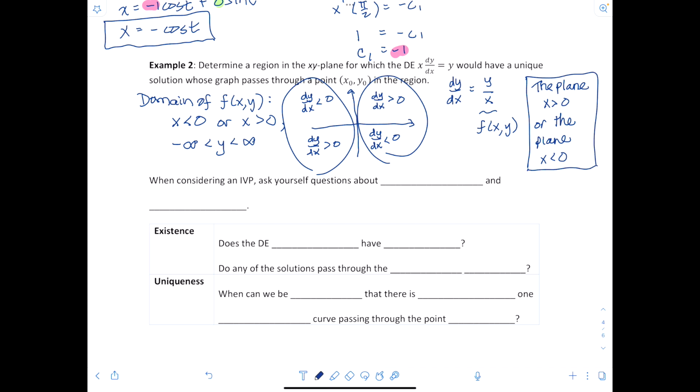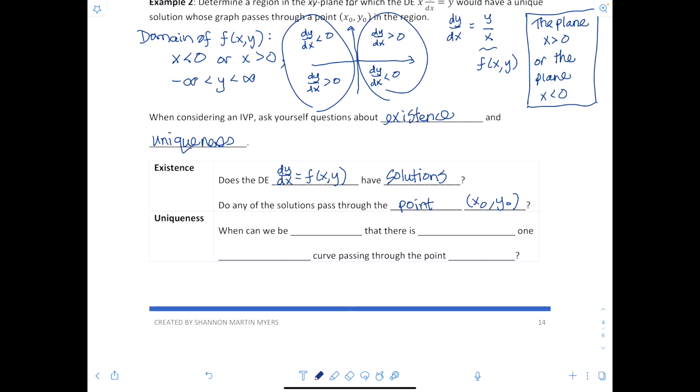All right. When considering an initial value problem, ask yourself questions about existence and uniqueness. Because we always like when something is unique, right? So for existence, does the differential equation dy dx equal to f at x and y have solutions? Do they exist, right? Do any of the solutions pass through the point x0, y0?